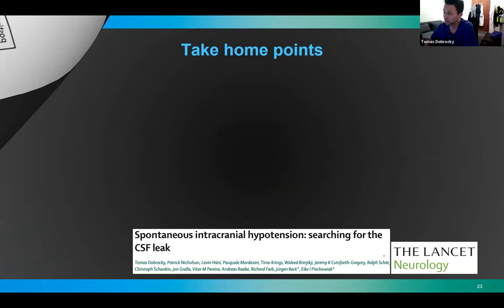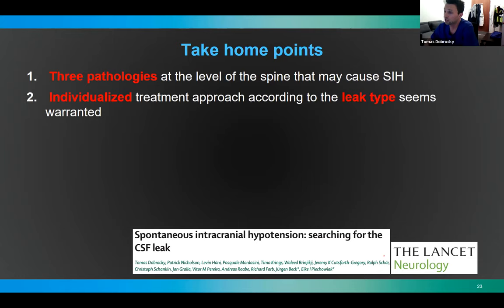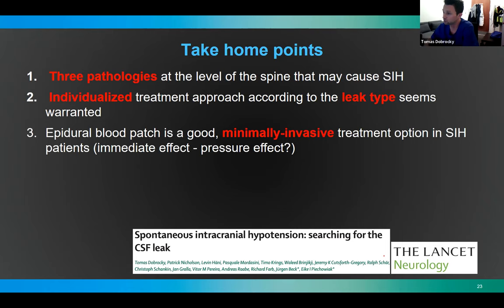So coming to an end, it is important to remember there are 3 pathologies: spurs, cysts, and CSF venous fistulas. An individualized treatment approach according to the lead time is very important or warranted. The epidural blood patch still remains a very, very good treatment option, which is minimally invasive, and a lot of times provides a very good immediate treatment effect.